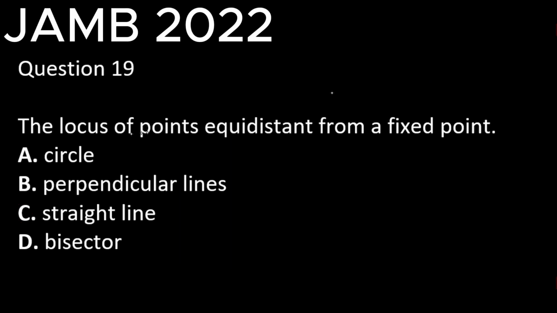Okay, let's look at question 19. The locus of a point equidistant from a fixed point. Okay, the locus of a point equidistant from a fixed point is a circle. So option A is our answer.